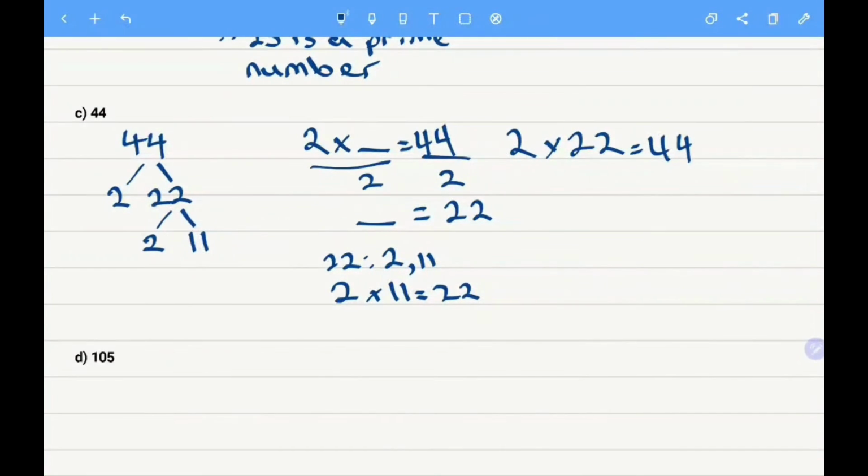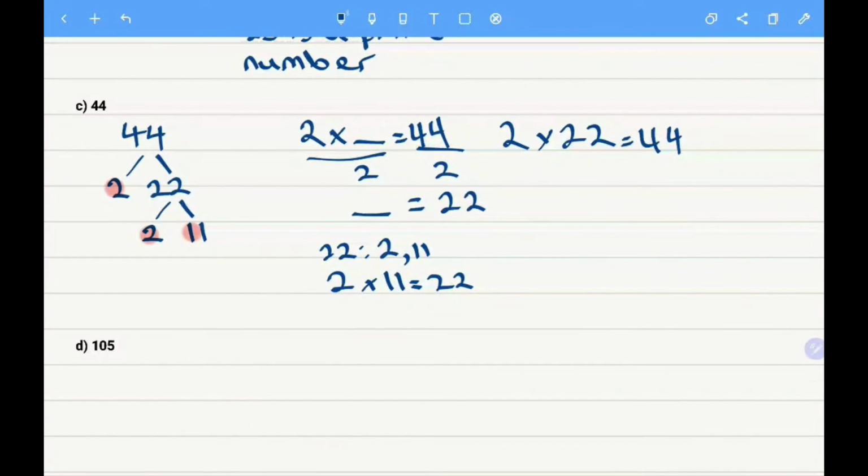Now we already know that 2 doesn't have any more factors. How about 11? Does 11 have any other factors other than 1 and itself? No, it does not. It has no factors other than 1 and itself. Therefore, 44 is a composite number.